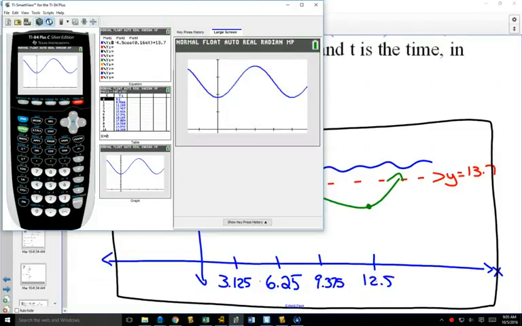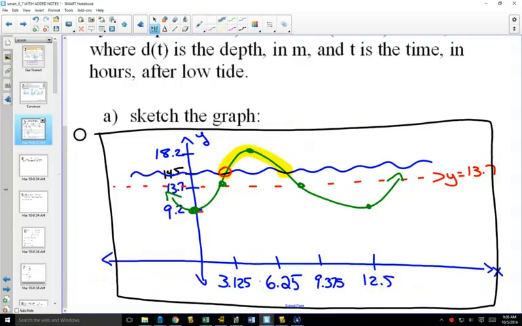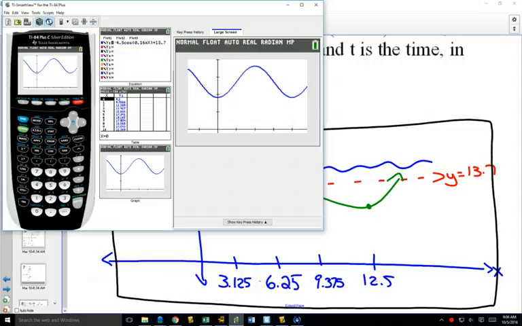And now in part B, if we go back to our graph, we're really interested in this point and this point, because that's going to be the times where our water is 14.5 meters or deeper. So how do we do that on our graphing calculator?